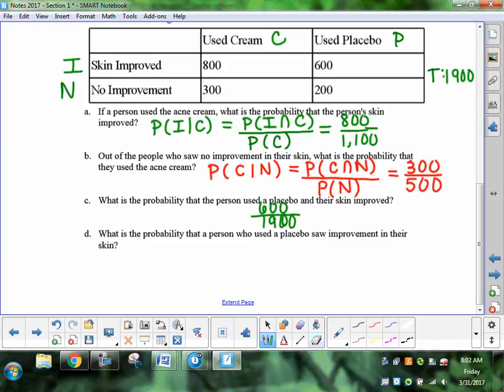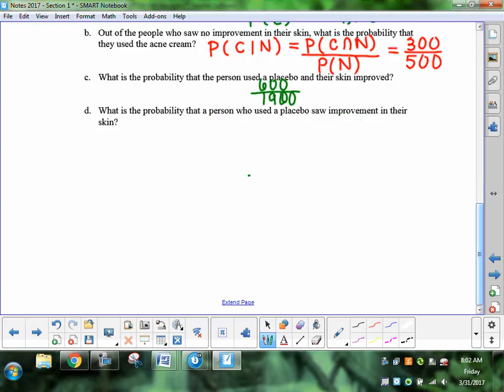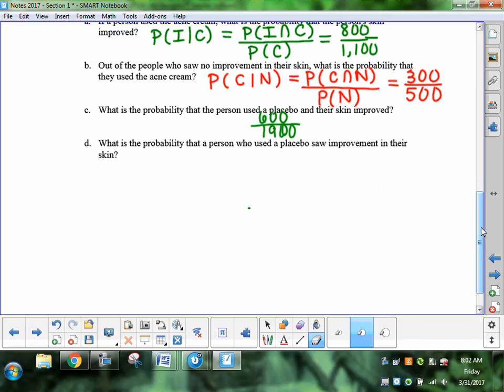So that's going to be one when you're setting this up. Is this a conditional, yes or no? Yeah, because we're not looking at the whole group, are we? We're looking at the probability that they used a placebo and saw an improvement. So the probability of improvement given placebo. Not given the whole group, improvement given placebo.